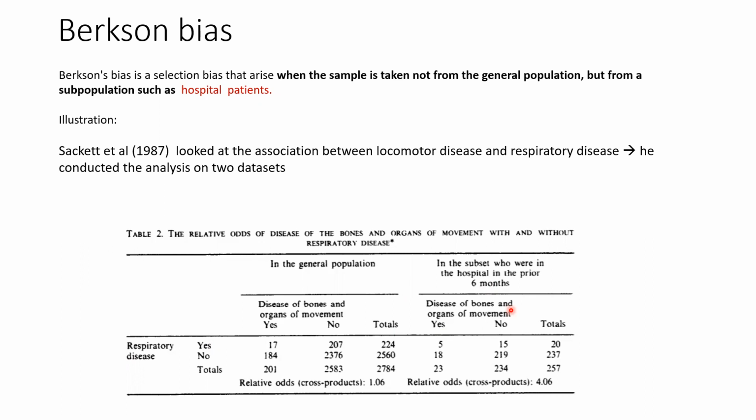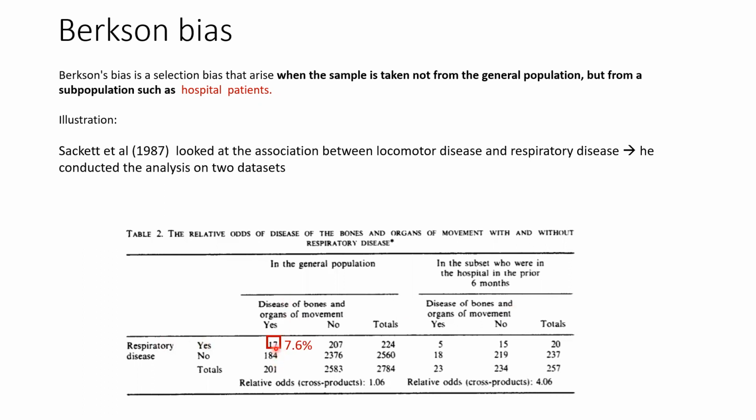Yeah, participants from the hospital are most likely to have diseases, for example respiratory disease. Yes, to have both diseases, which is not representative of the whole population. Exactly, perfect. That's exactly the reason.